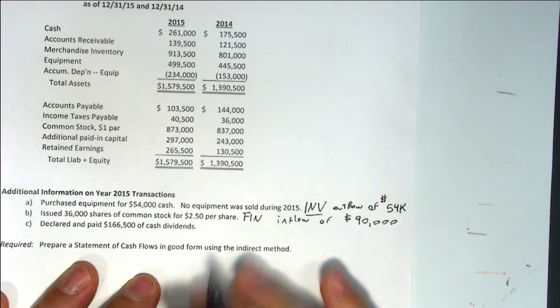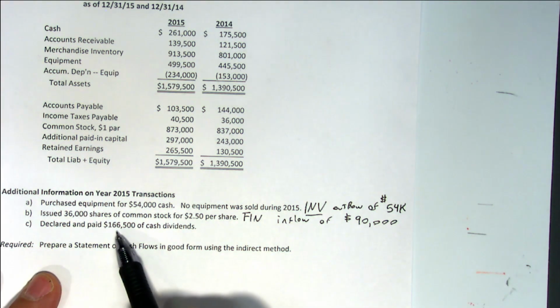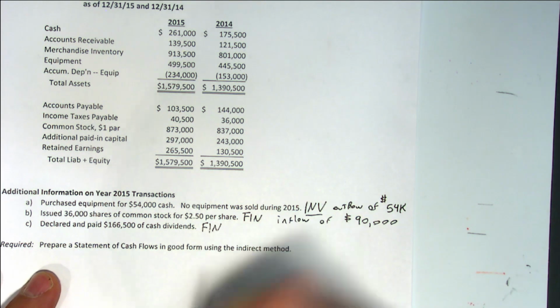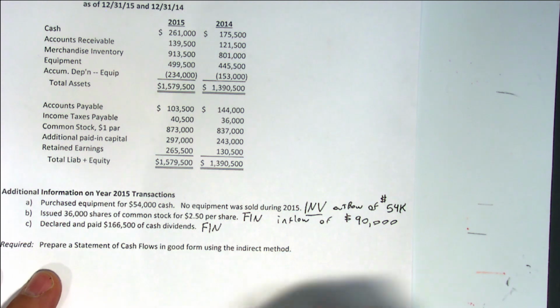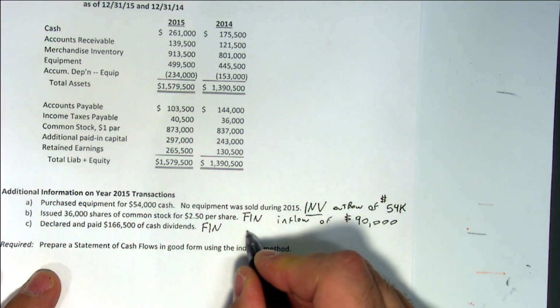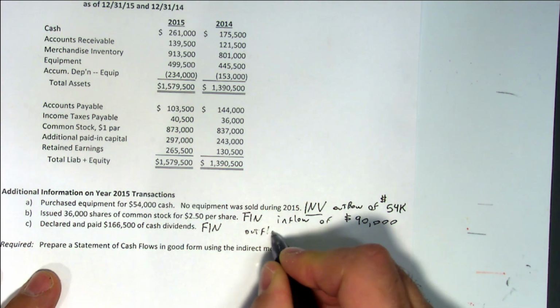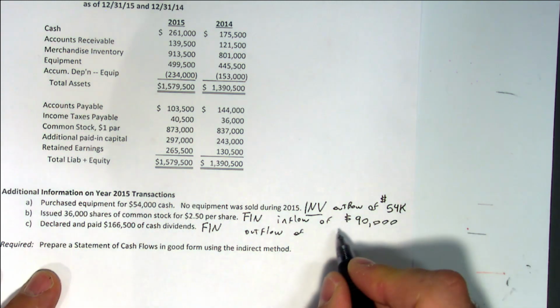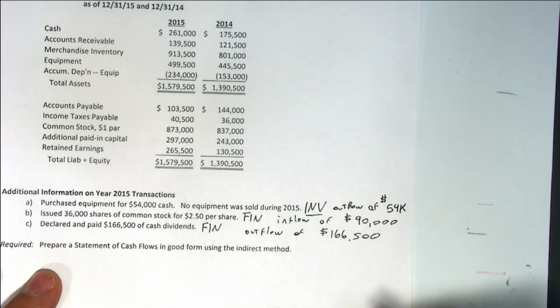Okay, declared and paid cash dividends of $166,500. What type of activity is that? Financing. It's a financing cash flow. Okay? Is it an inflow or outflow of cash? Outflow. It is an outflow of cash. And how much cash outflowed? $166,500. You with me?